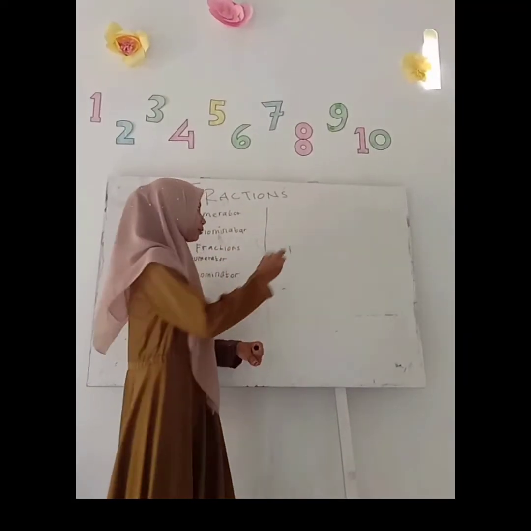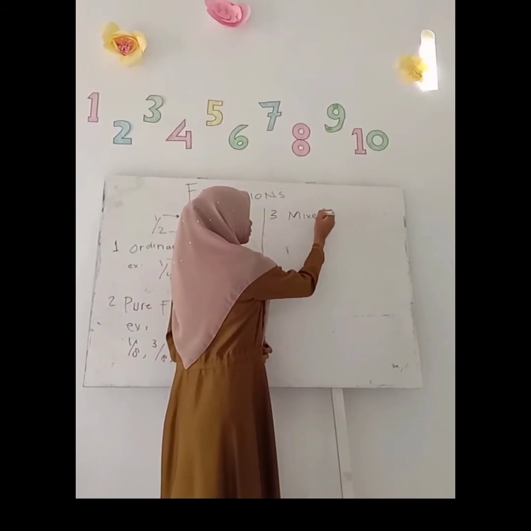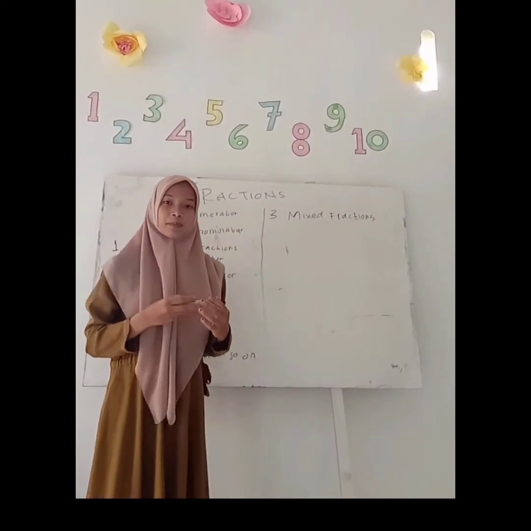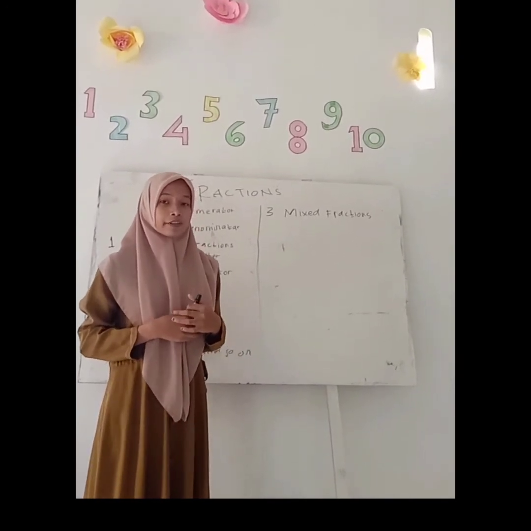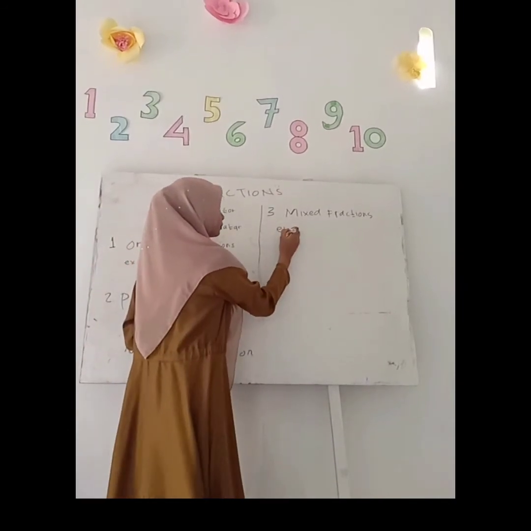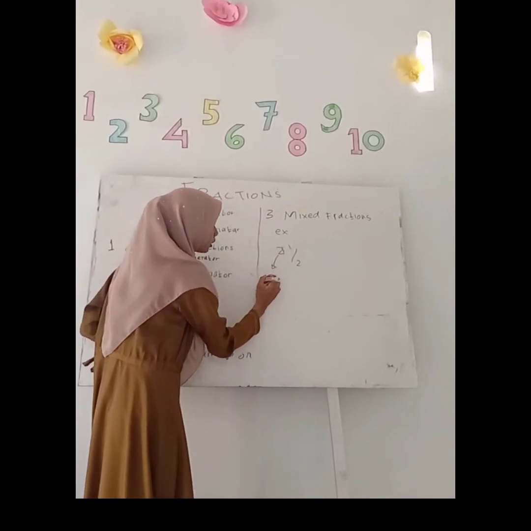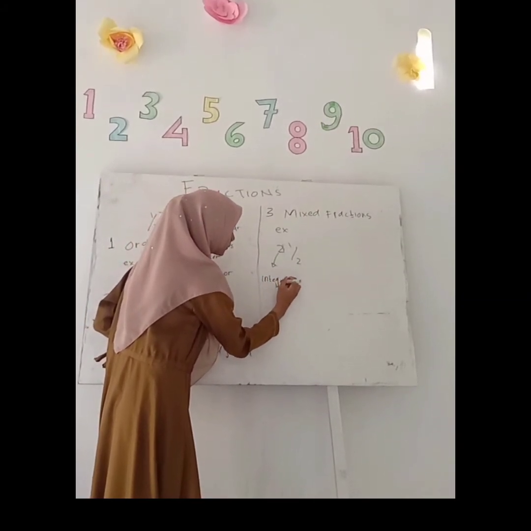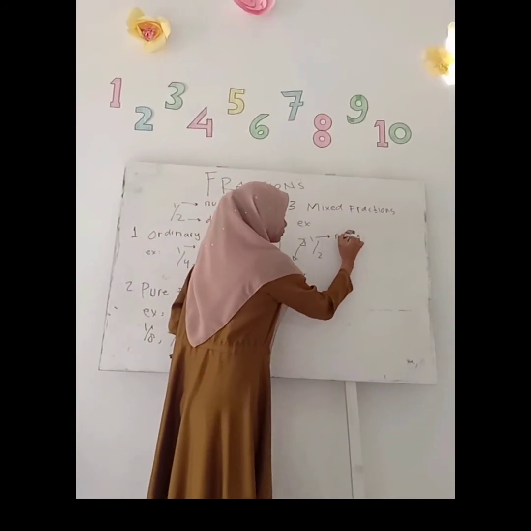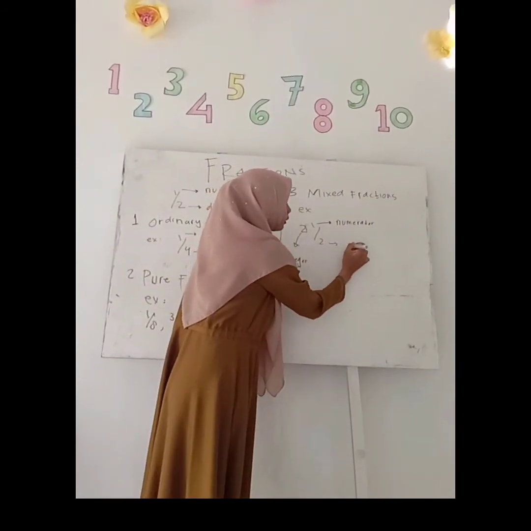Okay, next, number 3. Mixed fraction. A mixed number is a fraction consisting of an integer, a numerator and a denominator. Example, 2 1/2. 2 is called the integer. 1 is called the numerator. And 2 is called the denominator.